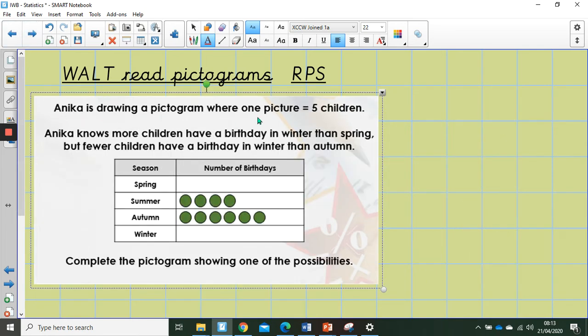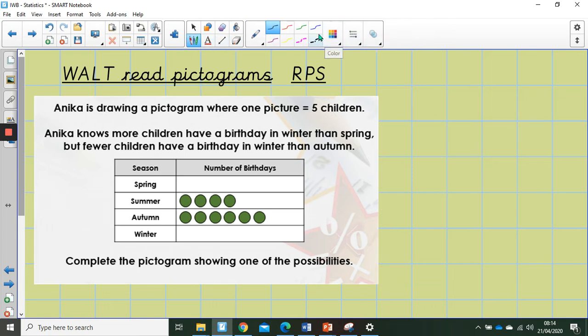Annika is drawing a pictogram where one picture is 5 children. Annika knows that more children have a birthday in winter than spring, but fewer children have a birthday in winter than autumn. Complete the pictogram showing one of the possibilities. So we've got all the seasons. I'm going to use my rucksack technique and I'm going to underline some important information. More children have a birthday in winter than spring.